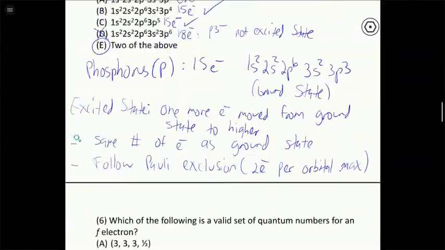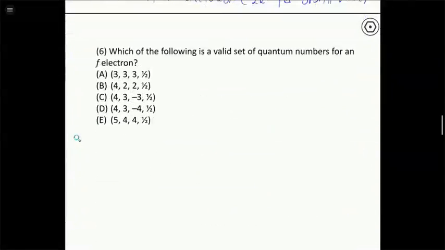Okay, on to number 6. We make sure to keep moving. All right, which of the following is a valid set of quantum numbers for an F electron? Remember that quantum numbers are numerical parameters that define electrons in atoms, and they're related to various aspects of the wave function, of the Schrödinger equation, which we're not going to give you the mathematical details of, but these things tell you different properties of electrons in orbitals.